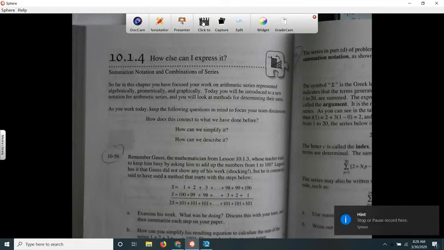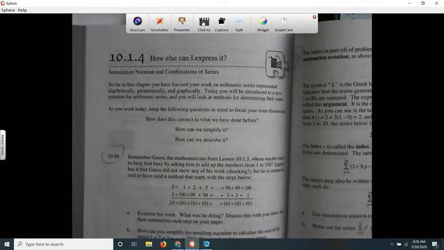Here's your mini lecture for 10.1.4 Integrated 3. It's summation notation and combinations of series. So far in this chapter, you focused your work on arithmetic series represented algebraically, geometrically, and graphically. Today you will be introduced to new notation for arithmetic series, and you will also look at methods for determining their sums. As you work today, keep the following questions in mind to focus your team discussions.